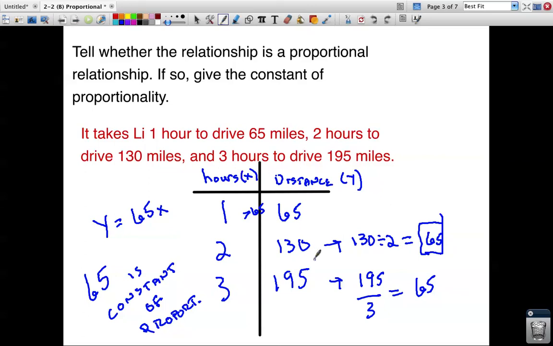Also, another way to check that your relationship is proportional is to divide your output by your input. So divide your y by your x. So 130 divided by 2 equals 65. 195 divided by 3 equals 65. And if they equal the same thing every single time, then that answer right here would be your constant of proportionality.